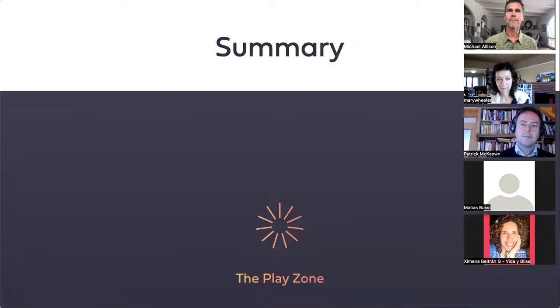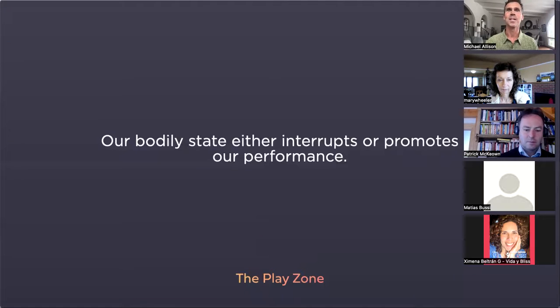Okay. So I'm going to wrap it all up and then we'll talk. All right. So key point: bodily state, our physiology, is either interrupting or promoting our performance. Okay. And we can let that all play out on its own because it's going to. We can hope for the best and we can even pretend, or we can repress what we're feeling, or we can not even show up. Right? There's a lot of different strategies.